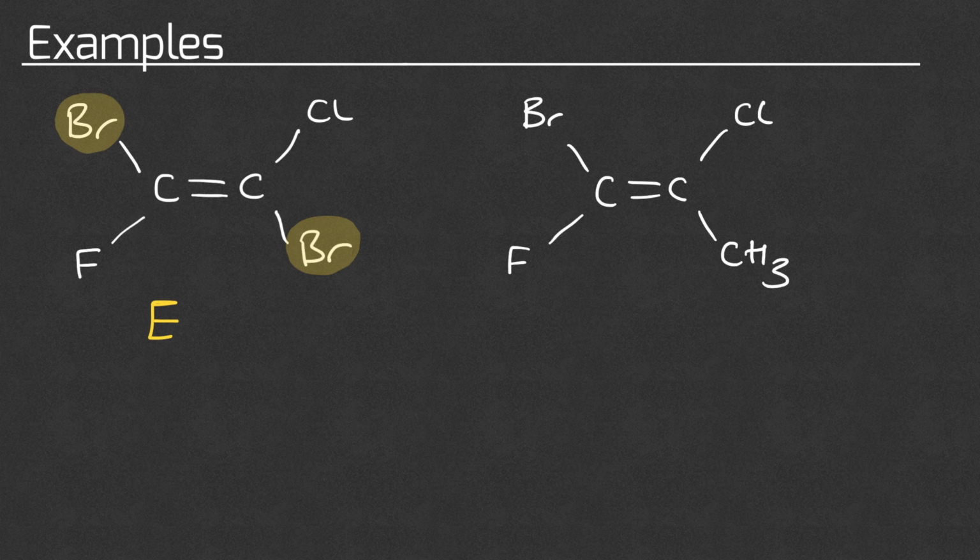Again, we'll do the same for this molecule. Bromine still has a higher mass than fluorine, so bromine's the biggest group on the left-hand side. It has the highest priority. We've got a chlorine and a carbon on the right-hand side. Chlorine has got the highest atomic mass, therefore it's got a higher priority than carbon. This means our two groups with the highest priority are on the same side, therefore being the Z isomer.